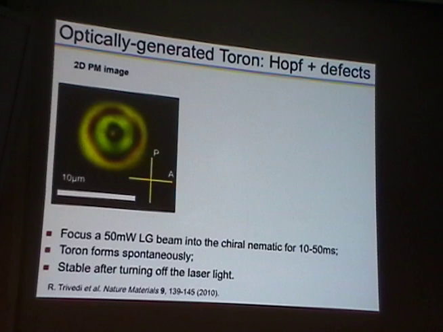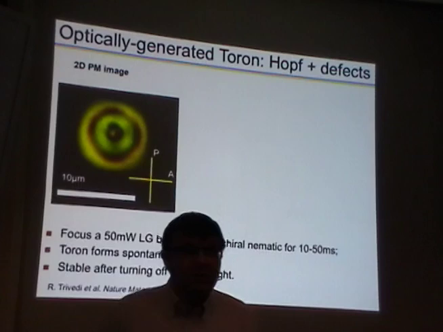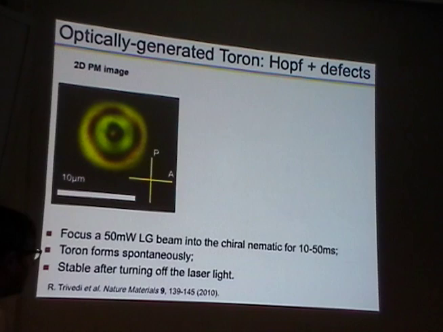crystal sample confined between substrates with perpendicular surface boundary conditions, once you shine, you can generate a structure that you can see viewed in here between cross-polarizer and analyzer. What's interesting is that you can then turn off the laser beam, but the structure does not disappear. It's stable after this generation, even after you turn off the laser light. We don't need high laser powers to generate the structures, only on the order of tens of milliwatts, and the beam needs to be shined for tens of milliseconds.